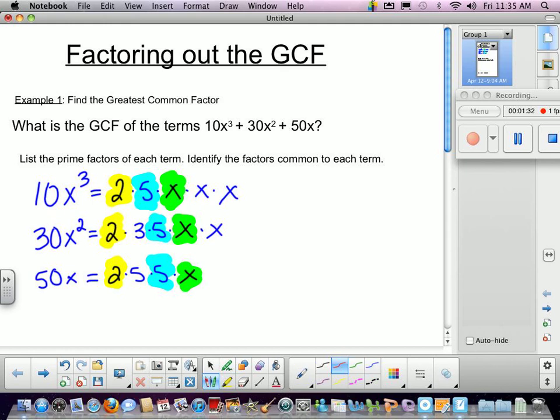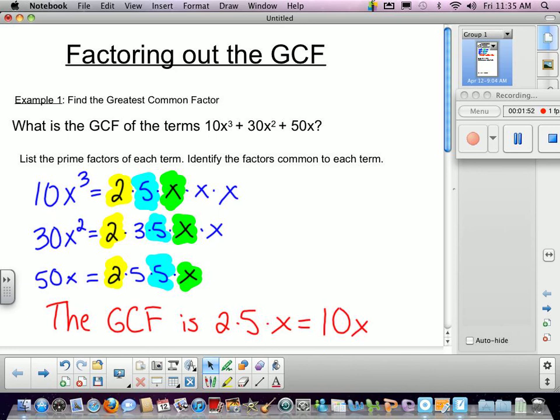So we would say the greatest common factor is 2 times 5 times x, which is equal to 10x. So the greatest common factor of 10x cubed plus 30x squared plus 50x would be 10x.